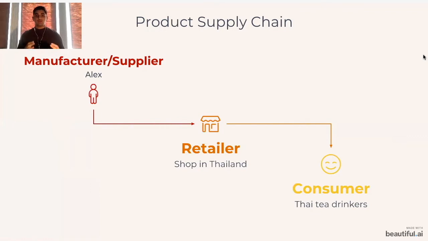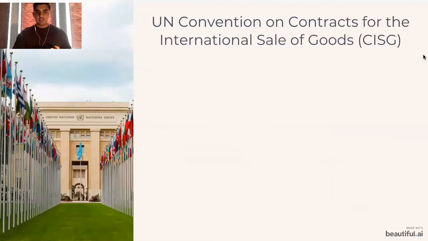Now, the CISG will cover the manufacturer to retailer contract. It won't cover the retailer to consumer contract, because it has to be a business to business contract under the CISG. A quick background about the CISG, the UN Convention on Contracts for the International Sale of Goods.